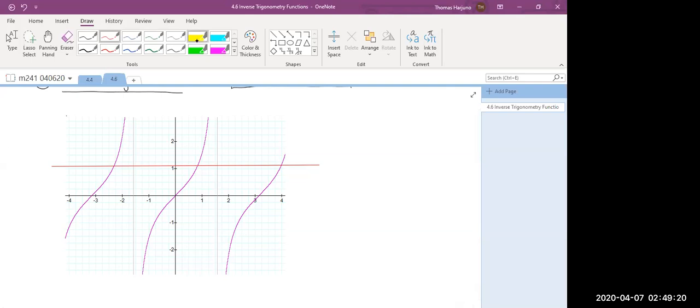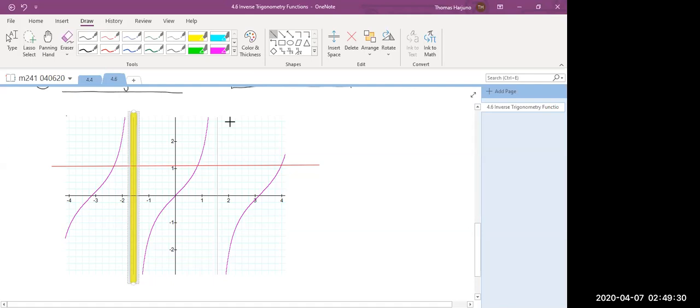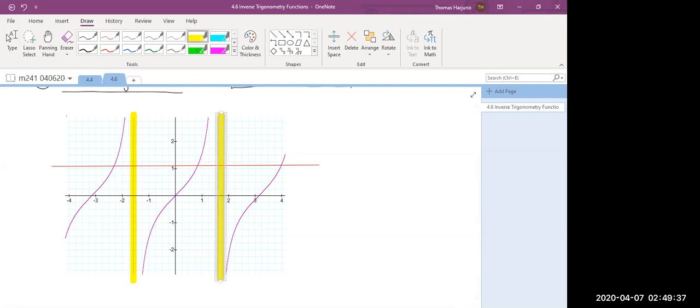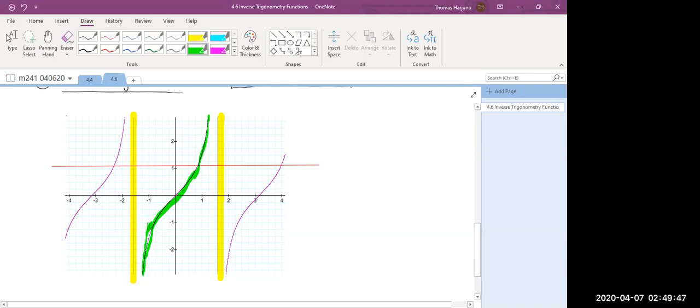However, if I restrict the domain from negative pi over 2 up to pi over 2, the same restriction as sine, all of a sudden the graph of tangent x in that domain is one-to-one. Okay, the graph of the function in that restricted domain is one-to-one.